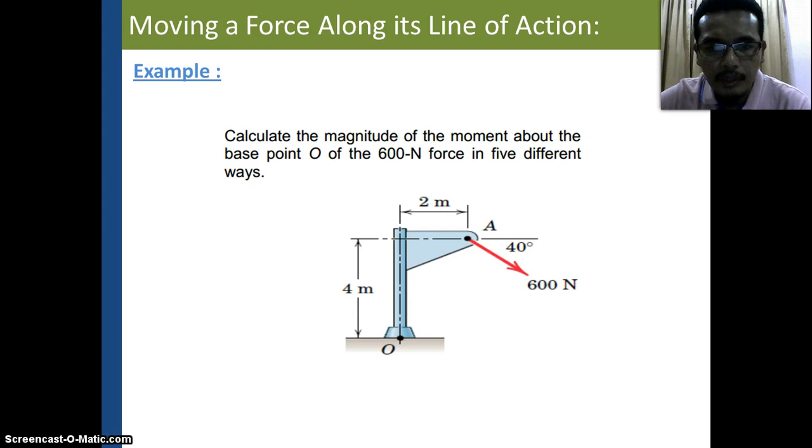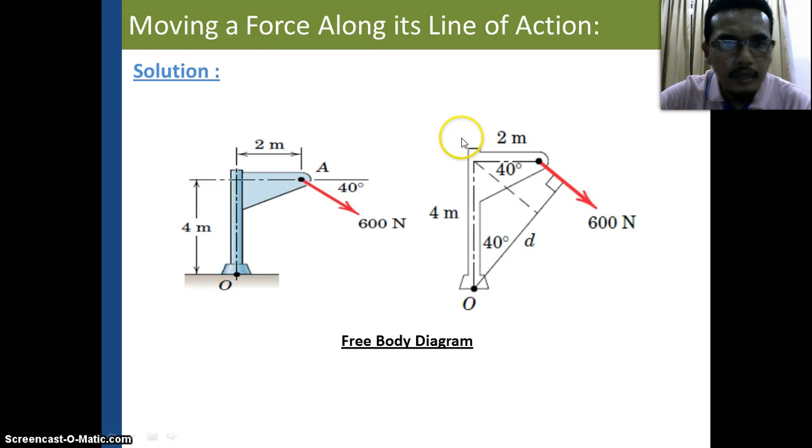Okay, so for the first one, the 600 Newton force goes to the point O. So we need to find the perpendicular distance from O to A, so from O to this line. This one is the line of force. We need to find the perpendicular distance, the line of axis. So from O to these forces, this one is D. So you can find this D. So the 600 is multiplied by this D. Okay, you cannot simply multiply by 4. You must multiply by this D.